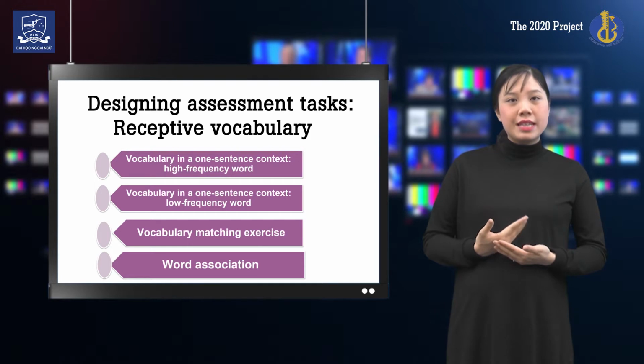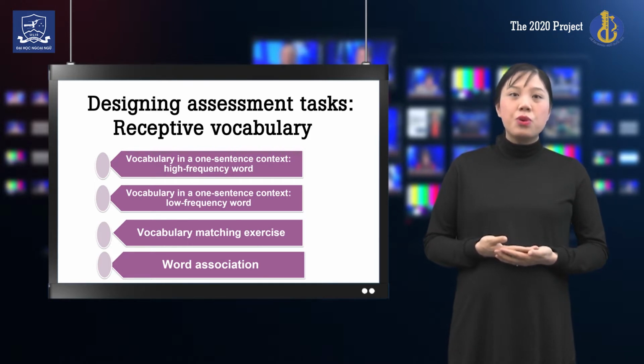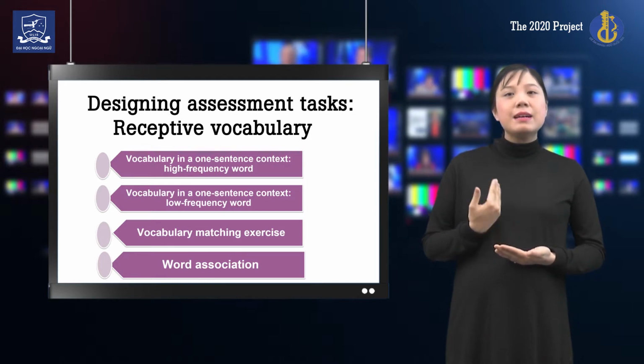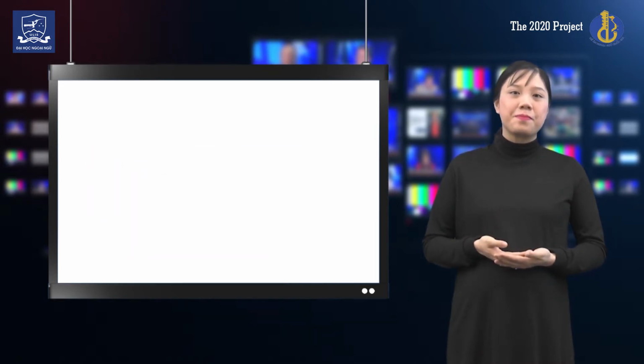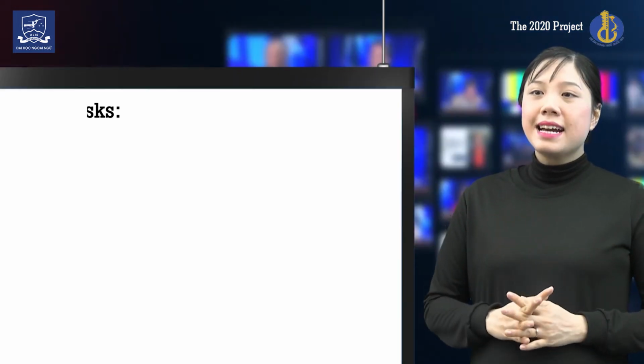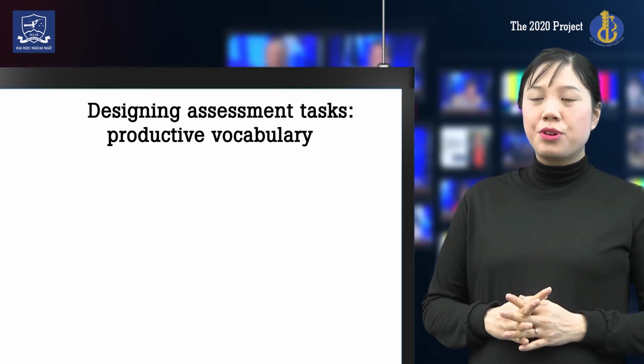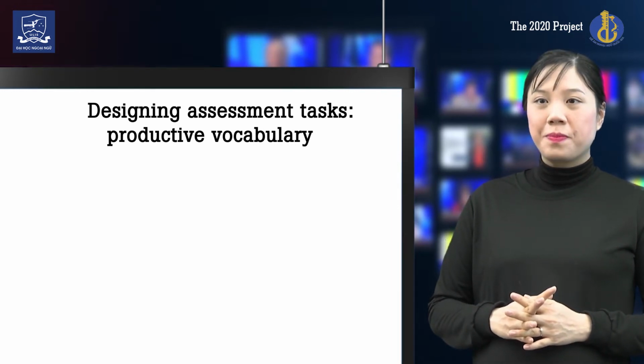One frequently used test to assess a learner's vocabulary size is word association. The procedure involves presenting the target word as a stimulus to the test taker and asking them to say the first word that comes to their mind. Designing assessment tasks, productive vocabulary.